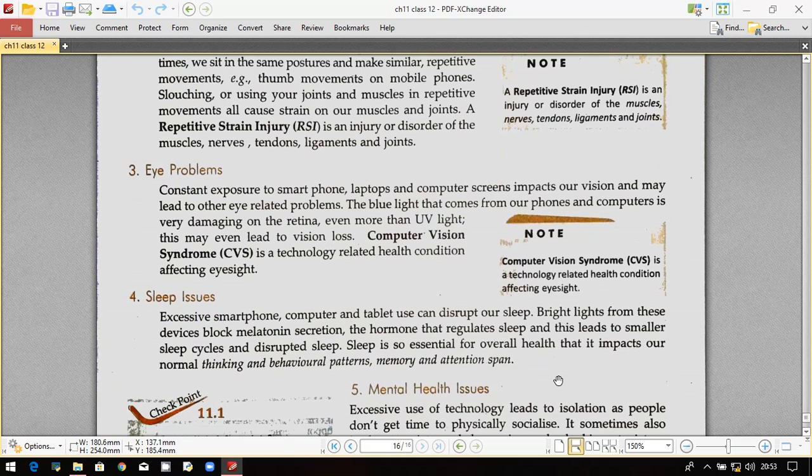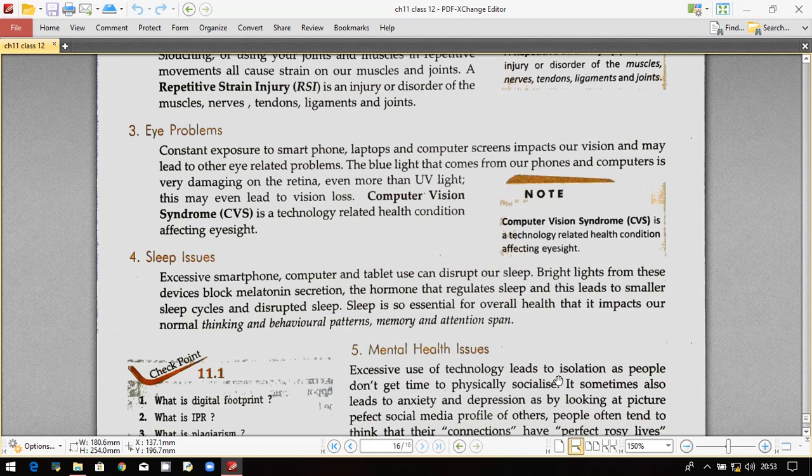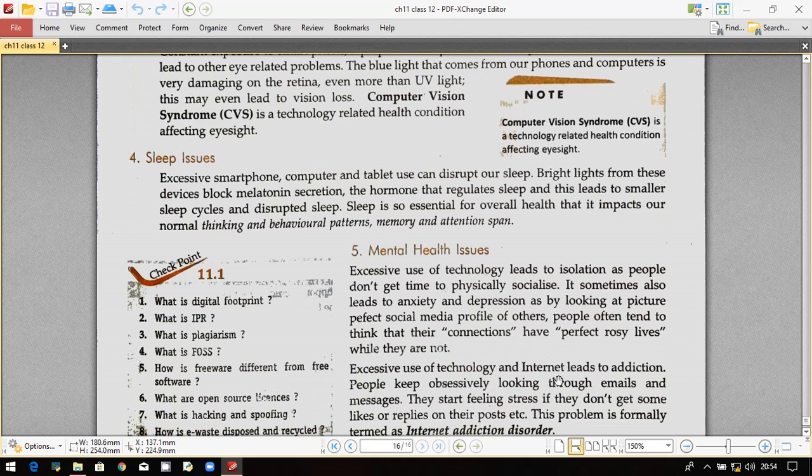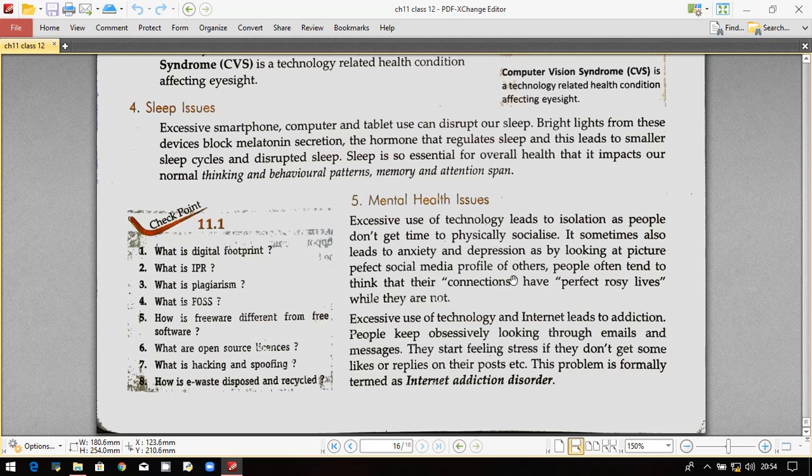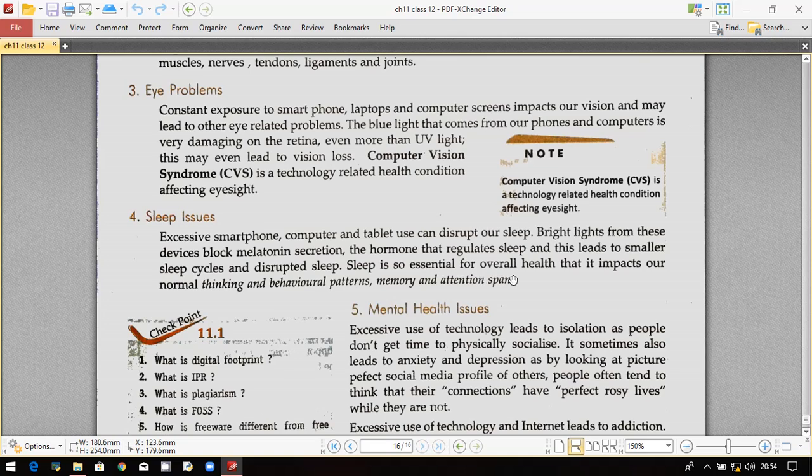Sleep issues can also be there. Because of them you become sleep deprived and are not able to keep yourself fresh, so there may be problems with memory. Obviously if you are not getting proper sleep, your stamina will also decrease accordingly, and your behavior patterns can also be impacted. Mental health issues can also be there. All these things come under the ill effects of digital platforms and the electronic devices which we use for longer periods of time.